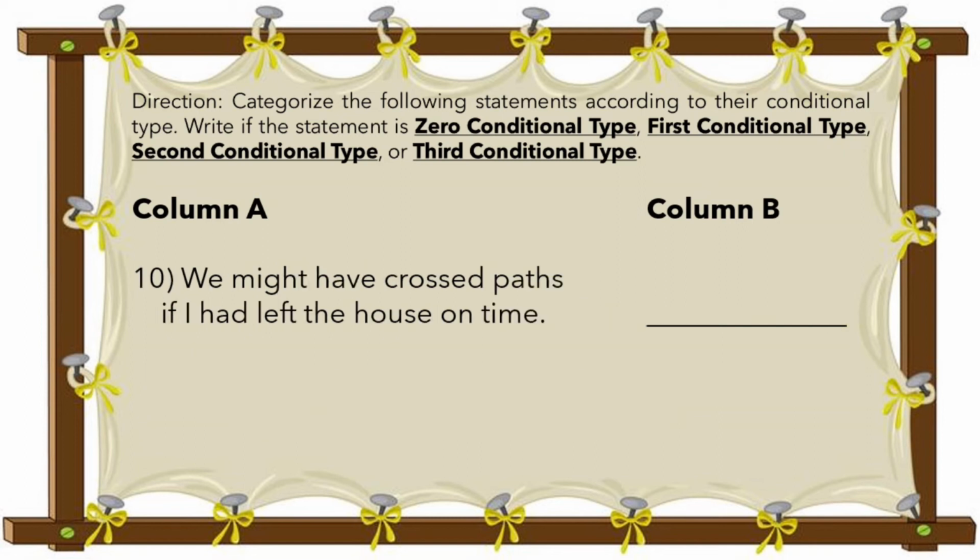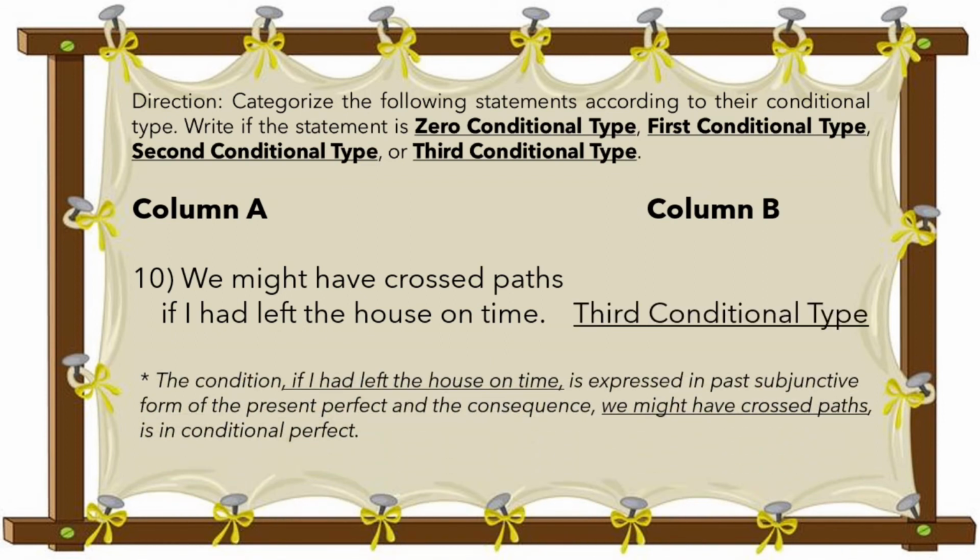Number 10. We might have crossed paths if I had left the house on time. Your answer is good job! It's third conditional type because the condition if I had left the house on time is expressed in past subjunctive form or past perfect tense and the consequence we might have crossed paths is in conditional perfect.